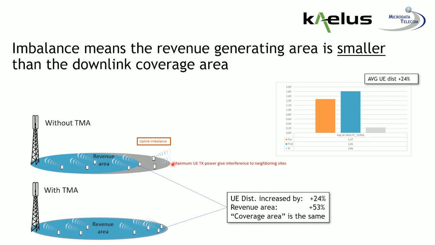In general, we have an area that is affected by interference from the downlink that is significantly larger than the area that is actually supported by the uplink. So that's why I call the blue area here the revenue generating area. And the revenue generating area is the area where you have good or at least decent KPIs.